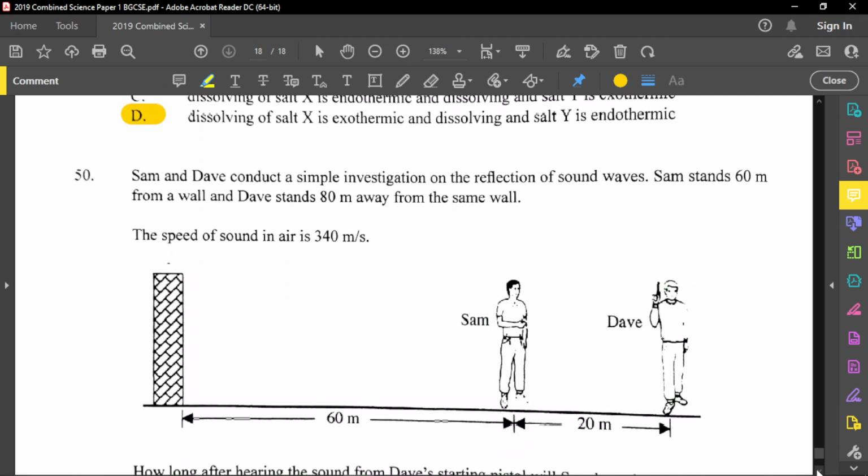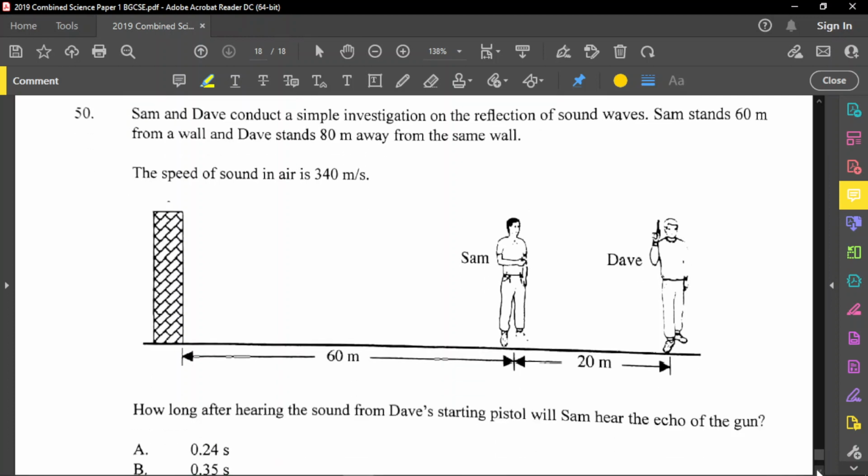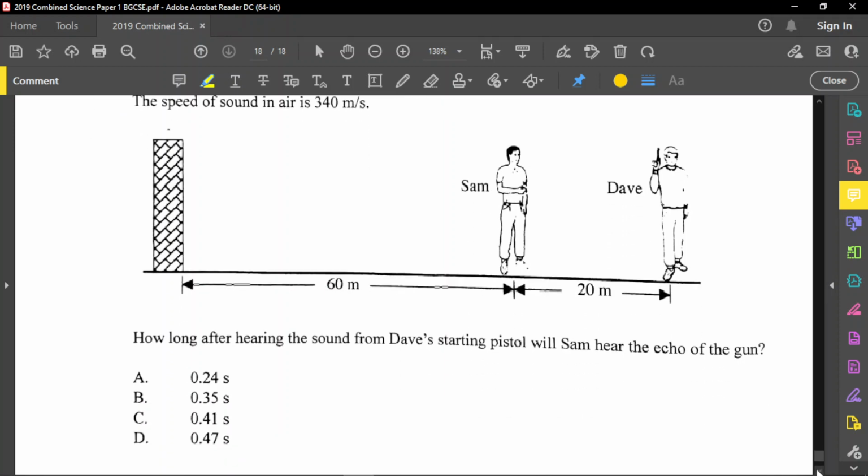All right, number 50, last question. Sam and Dave conduct a simple investigation on the reflection of sound waves. Sam stands 60 meters from a wall and Dave stands 80 meters away from the same wall. The speed of sound in air is 340 meters per second. How long after hearing a sound from Dave's starting pistol will Sam hear the echo of the gun? An echo is simply a reflection of the sound.